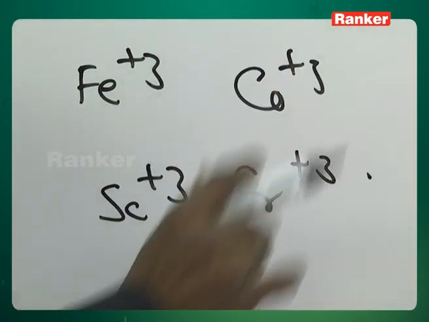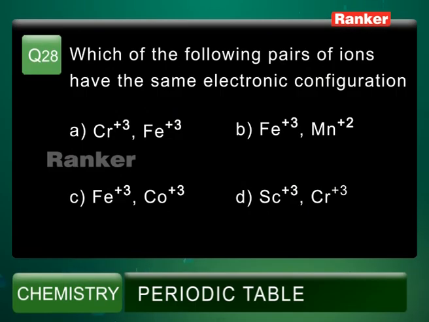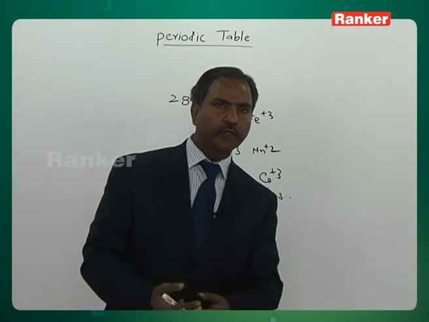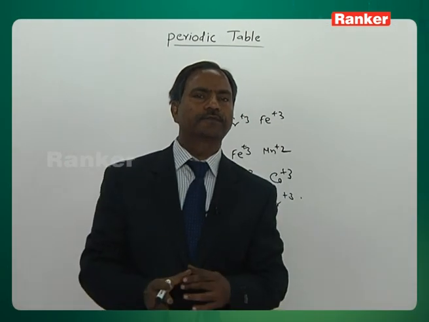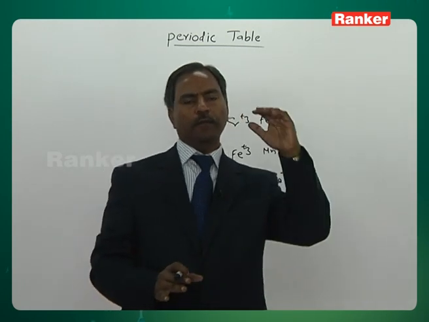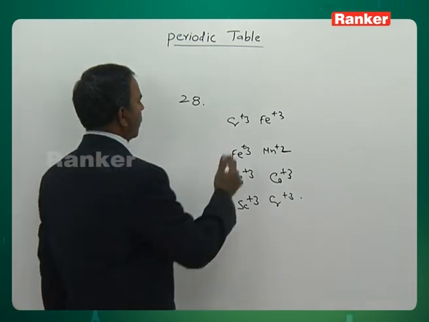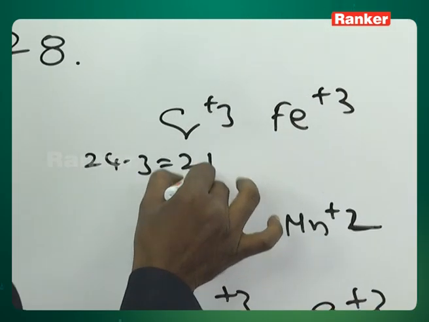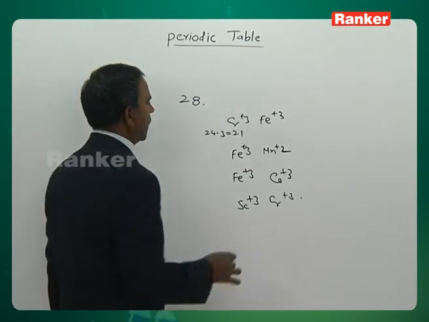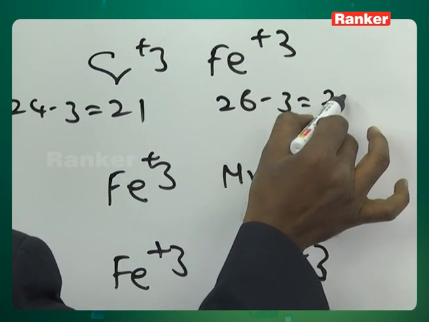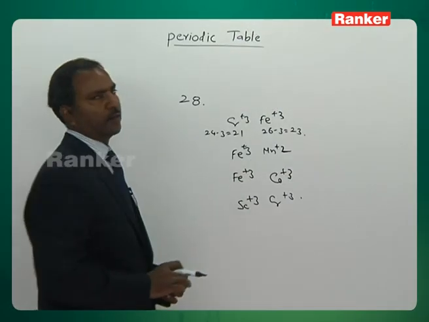So, which of the following pairs have the same electronic configuration? Same electronic configuration means there should be the same number of electrons. Let us see in these pairs which is having the same number of electrons. Coming to chromium plus 3, it is actually 24, 24 minus 3 equal to 21. Iron is actually 26, 26 minus 3 equal to 23. They are not having the same number of electrons.